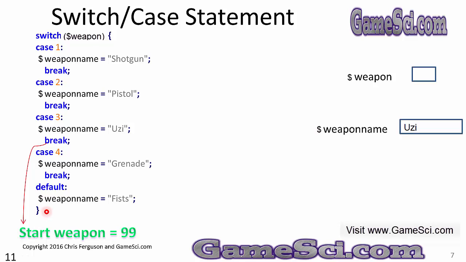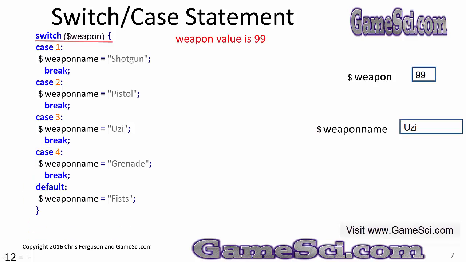See that curly brace down there? That is the end of the switch. The break will take you to the line of code after the switch, after that closed curly brace. Let's start with a weapon equal 99 and see what happens. Weapon equal 99 is none of these cases. So let's see what happens. I have the 99 in the variable weapon.